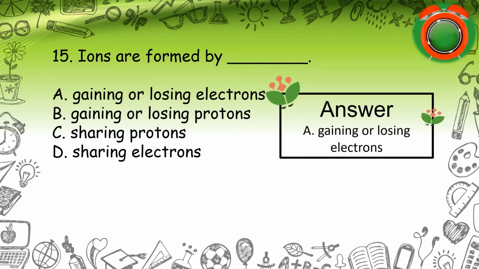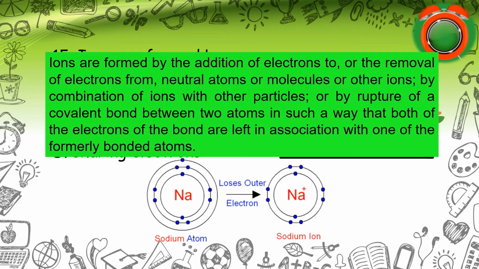The correct answer is A. Gaining or losing electrons. Ions are formed by the addition of electrons to or the removal of electrons from neutral atoms or molecules or other ions, by combination of ions with other particles, or by rupture of a covalent bond between two atoms in such a way that both of the electrons of the bond are left in association with one of the formerly bonded atoms, as shown here in our figure. The sodium atom was converted to a sodium ion because it has lost an outer electron.